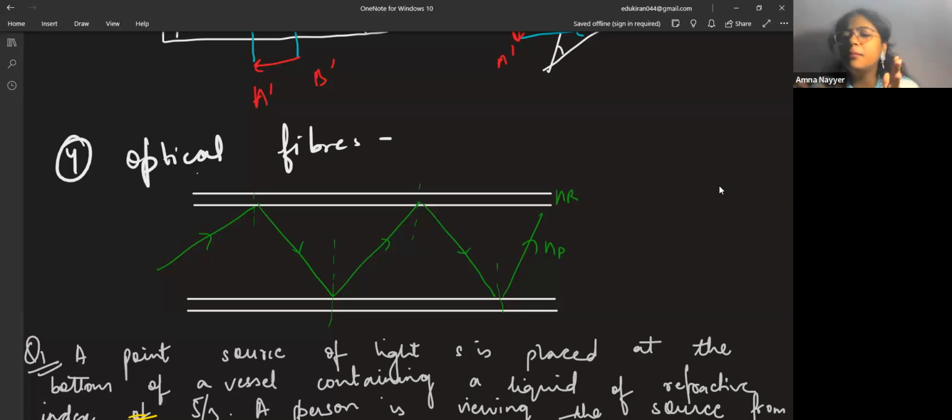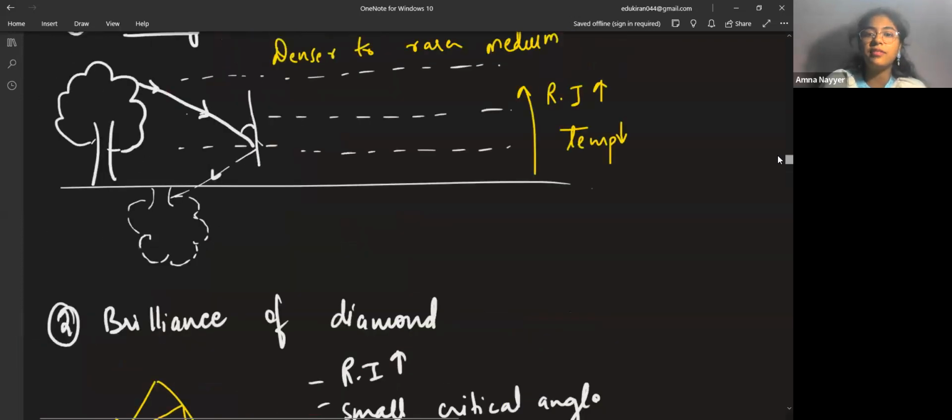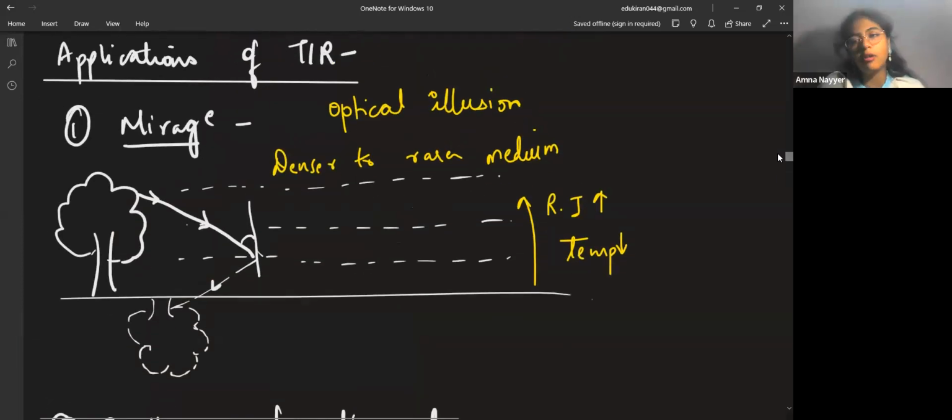In optical fibers, the best example is the optical mouse. You have seen optical mouses, red color light is present. In optical mouses, the wire that is used, those are optical fibers only. That light that comes is because of TIR. These are some basic important examples from which questions have come. Write it down and do read it from NCERT also.